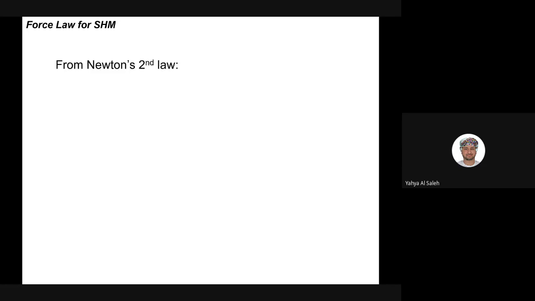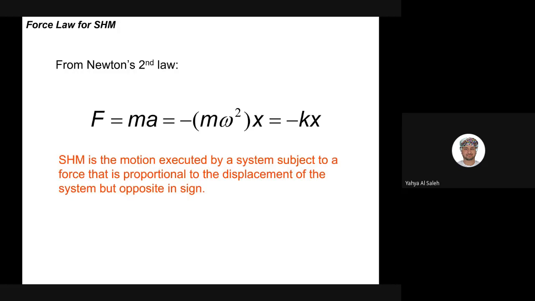Okay. Force laws. From Newton's second law, we know F equals ma, and we just derived a to be minus omega squared x. So we have F equals minus m omega squared x. And I can call m omega squared a different letter. I'll just give it the name k. So SHM is the motion executed by a system subject to a force that is proportional to the displacement of the system but opposite in its sign. And we have done this before, in labs and in other chapters. F equals minus kx, springs.